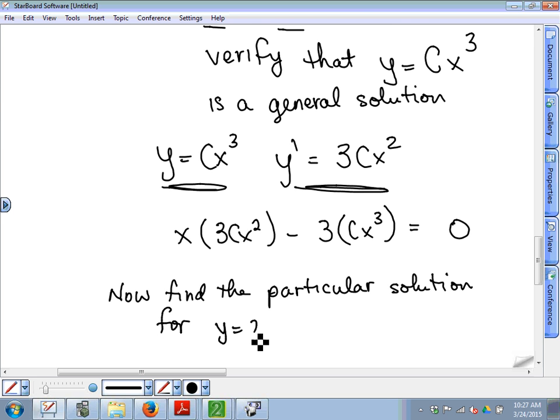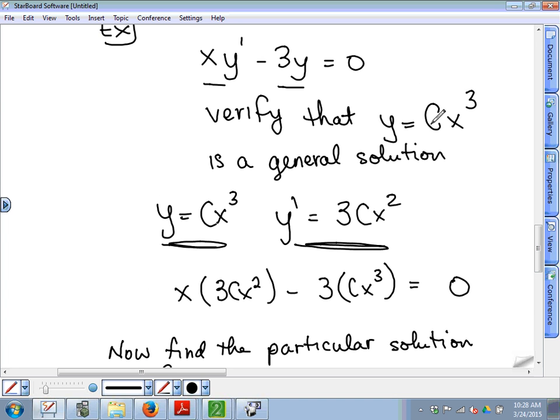For y equals 2 when x equals negative 3, they want to find a particular solution. The problem is y equals cx cubed. That's a general solution, because what could c be? Anything. So they want a particular solution, so we can find an exact value of c, which would be one of the particular solutions.